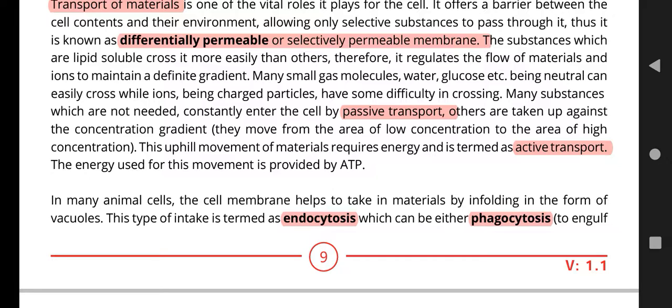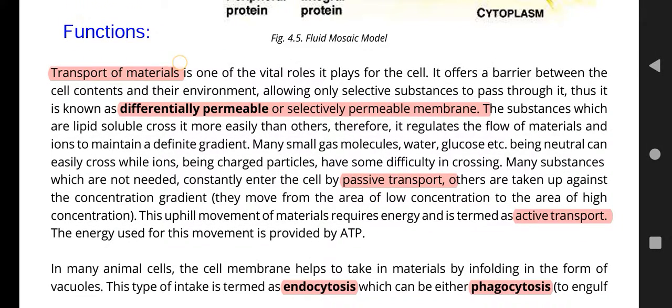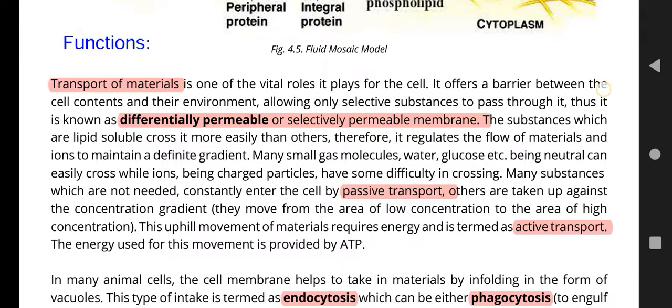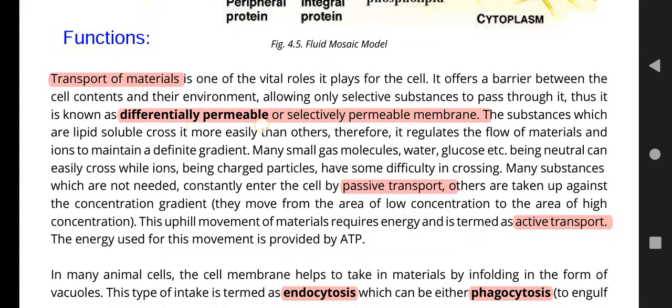Let's start with the reading, and after that I will tell you about the examples of substances which are transported within the cell with the help of simple diffusion, facilitated diffusion and active transport. So transport of material is one of the vital roles it plays for the cell. It offers a barrier between the cell contents and their environment, allowing only selective substances to pass through it. Thus, it is known as a differentially permeable or selectively permeable membrane.